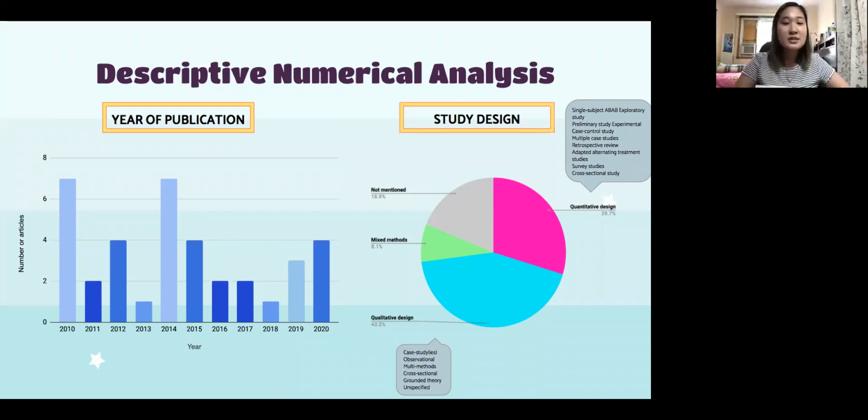In terms of the study design, most of the authors have used a qualitative design. You can see here in the gray bubbles the more specific designs the authors have employed. We also had a fair amount of papers where the authors have conducted a quantitative design, and a smaller minority where the authors conducted a mixed method, which included both qualitative and quantitative design.